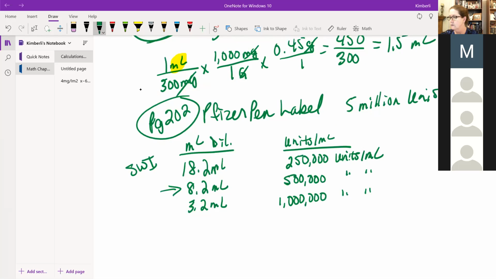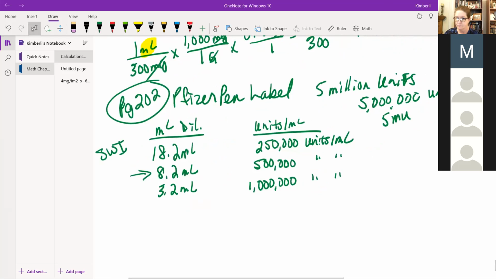So when we say that it's 5 million units, we're not going to actually write out 5 million units. We might also call it 5 MU, which is 5 million units. Okay, does that make sense?